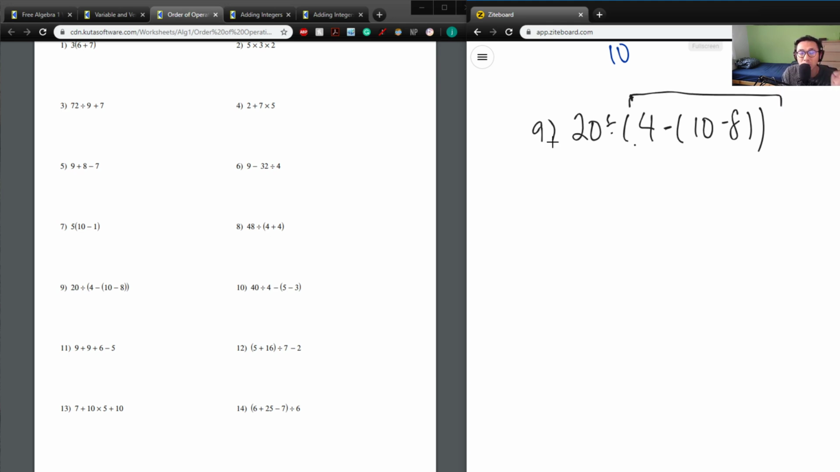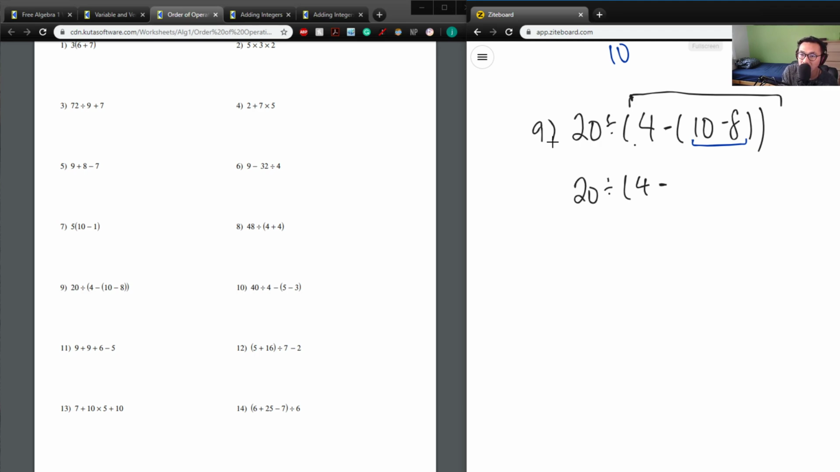Specifically, we're working from the inside to the outside. You can think of it as peeling an orange. The juiciest part of an orange is on the inside, right? So we're going to do the inside first, and that's kind of how I visualize it. So we write 20 divided by 4 minus, and we're going to do this bracket first: 10 minus 8, because this is the innermost bracket. So we work from inside to outside in the brackets.